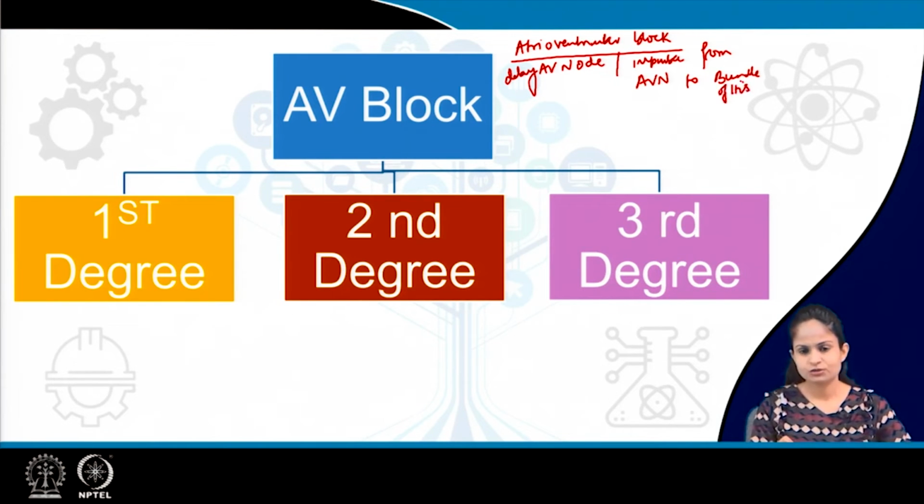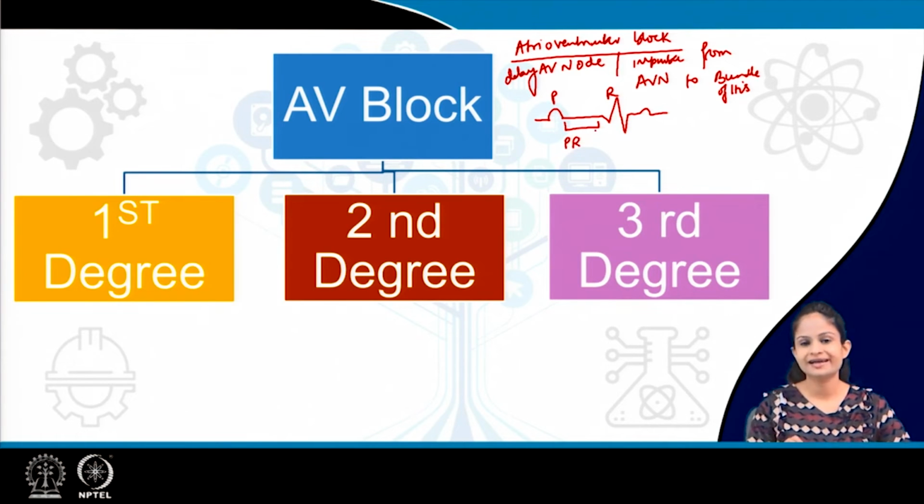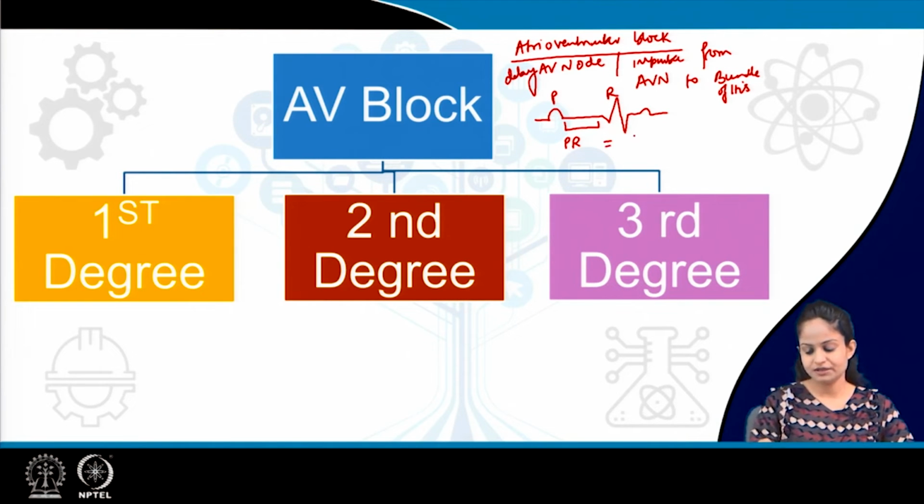Now, in the ECG, if we could remember, where do we see this AV nodal conduction or the bundle of His conduction? This we usually see at the level of the PR interval. So, this is P, this is R. This PR interval usually tells about our AV nodal conduction and the bundle of His conduction, which means any blockage or any delay at the level of the atrioventricular node will cause prolongation of the PR interval.